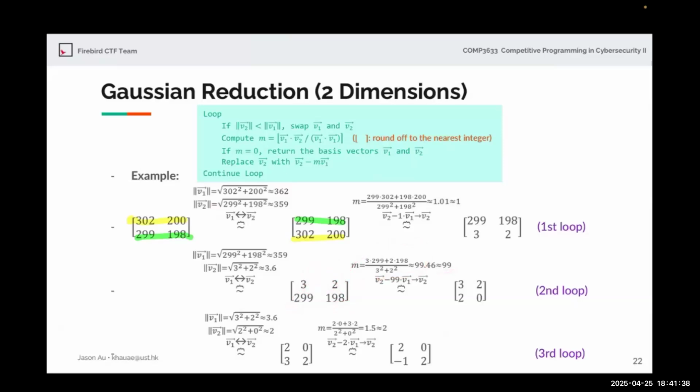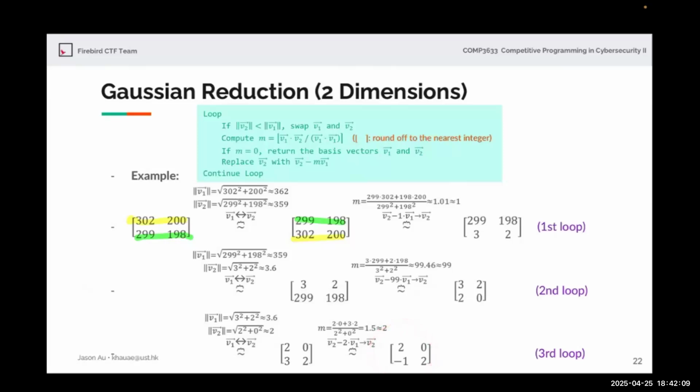So we will replace v2 by v2 minus 99 v1. So it will become this one. And then we have this one, and we do this process the last time, which is calculate the norm of these two vectors. So the second one is shorter, so we swap the position. And after swapping, calculate the m, which is approximately 2. And then we replace v2 by v2 minus 2 times v1. And then we'll get this.